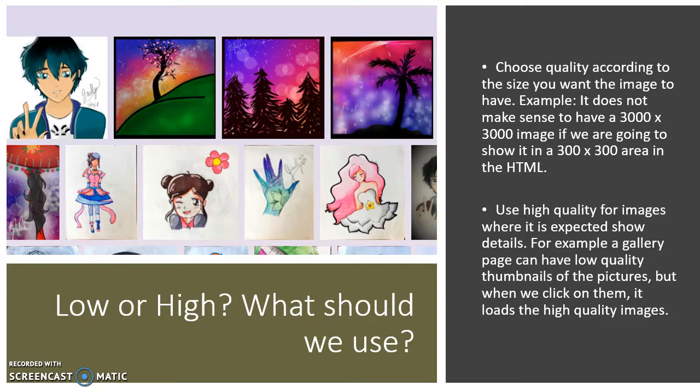As a general rule, we should choose the quality according to the size of the image we want to have in the website. For example, it does not make sense to have a 3000 by 3000 image if we are going to show it in a 300 by 300 area in the HTML. On the other hand, there are some situations where we want to use a very high definition. A beautiful landscape background image is an example. Use high quality for the images where it is expected to show details. For example, a gallery page can have low quality thumbnails of the pictures, but when we click on them, it loads the high quality images.